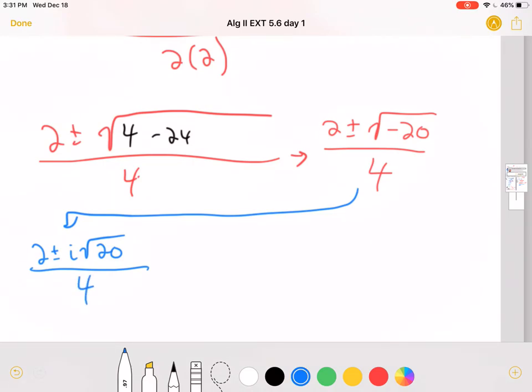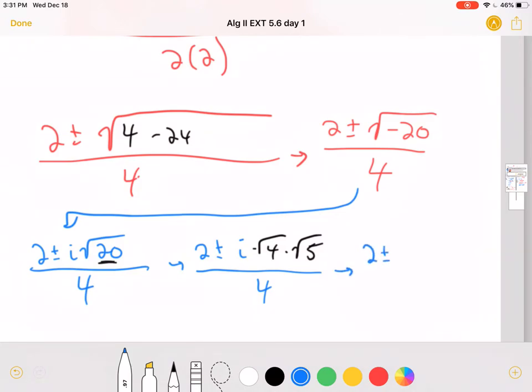And now you might say, okay, now I'm done. But no, because I have to look, can I reduce what's underneath the radical? Do any perfect squares go into 20? You should say yes. I know that 4 multiplies into 20. So this is now 2 plus or minus i times the square root of 4 times the square root of 5 all over 4. And then you should say, well, the square root of 4, that's 2.